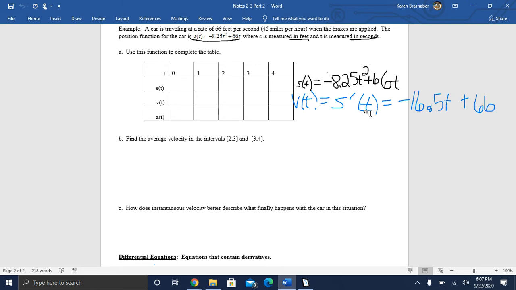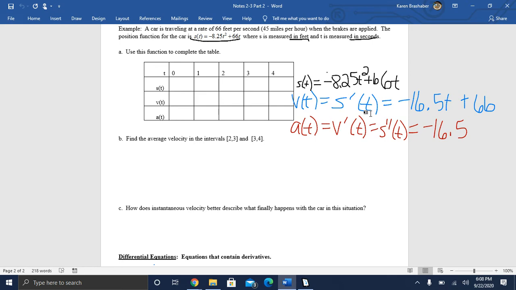And then acceleration. So a of t will equal v prime of t, which is also s double prime of t. So if we do the derivative of this negative 16.5 t, we would get just negative 16.5. The derivative of the 66 would be a 0. And so you can see the progression of the different derivatives.